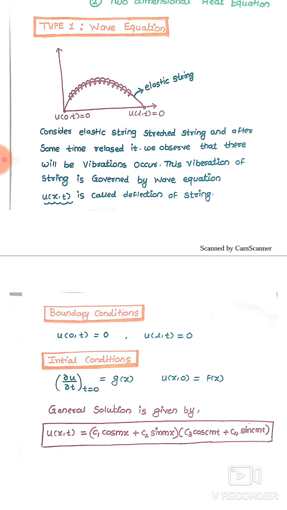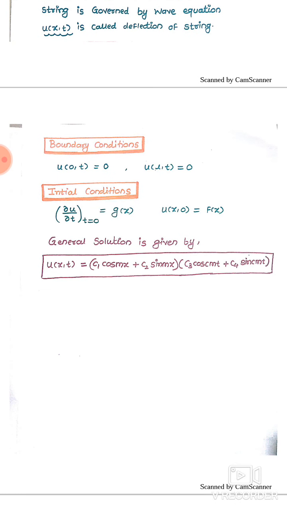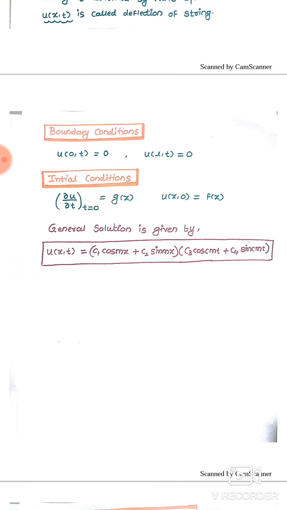Next is initial conditions. Del u by del t at time t equal to 0 is nothing but initial velocity, which in standard form we have considered as g of x. And u of x,0 is equal to f of x, meaning initially there is some deflection, which in standard form we have considered as f of x.